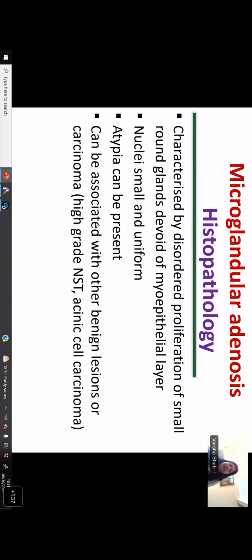Atypia can be present and it can be associated with other benign lesions, but most importantly, it can be associated with invasive carcinoma, particularly high-grade invasive metaplastic type carcinoma or acinic cell carcinoma. So if I report microglandular adenosis, I call it B3. It needs to come out because it may be associated with high-grade carcinoma. You really want to examine the entire lesion, and it can progress to high-grade carcinoma as well. So you need to excise it completely.